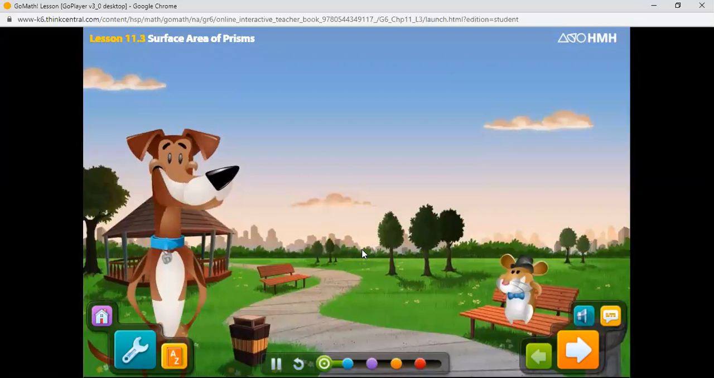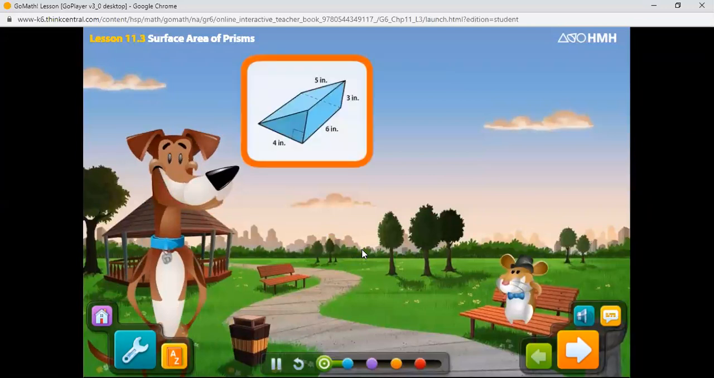Sherry decided to paint this triangular prism. She painted all the faces. I wonder how many square inches she covered with paint. Let's see if we can find out.